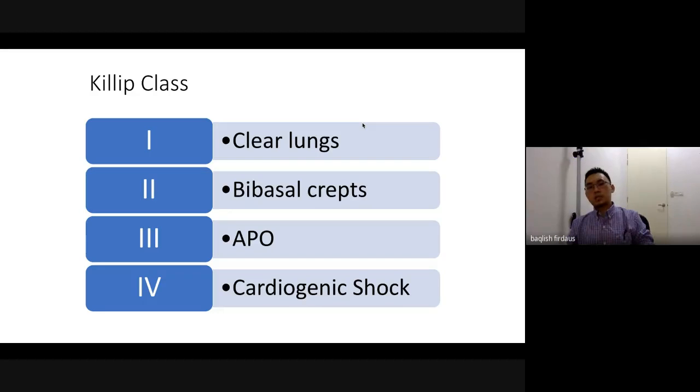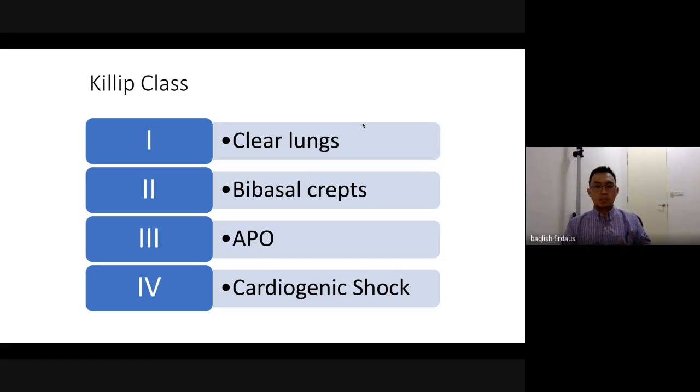So Killip classification is very easy. You just listen to the lung. If the lung is clear, like the patient just now, it means the patient is Killip 1. If there is bibasal crepitation on lung auscultation, we classify it as Killip 2. If there is generalized crepitation on lung auscultation, the patient is in Killip 3. Then if the blood pressure is low and the patient requires inotrope, we classify them as cardiogenic shock (Killip 4).